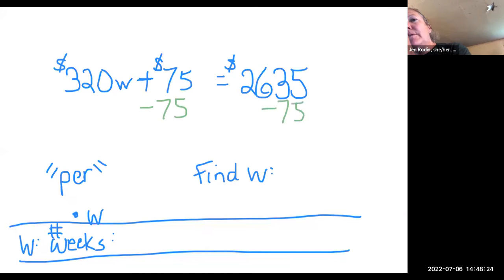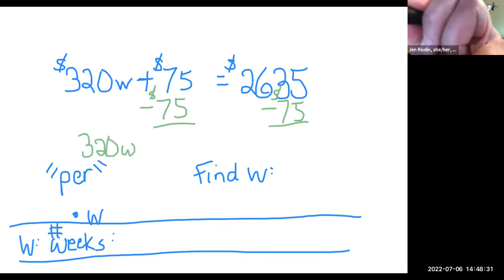Subtract 75 from both sides, because that was just like an add-on. So 320W equals, where did it go? Oh, here, 2560.